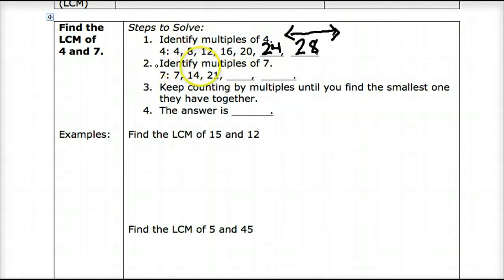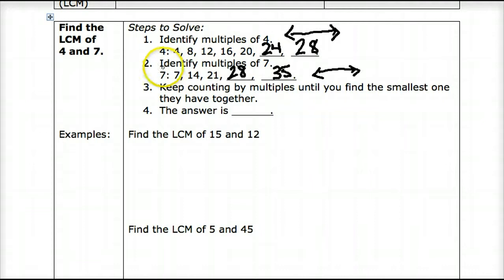For the second step, we are going to now identify the multiples of 7, since that's the next number that we're comparing. The same thing applies here. We're going to list our numbers from left to right, always when you're working out multiples. So we want to count by 7s. We have 7 times 1 is 7, 7 times 2 is 14, 7 times 3 is 21, 7 times 4 is 28, 7 times 5 is 35.